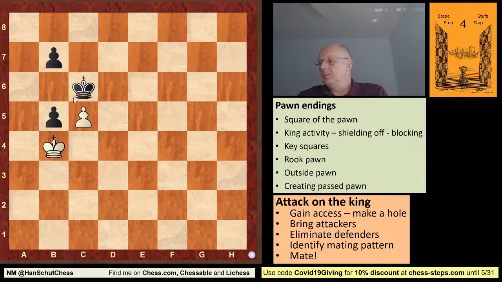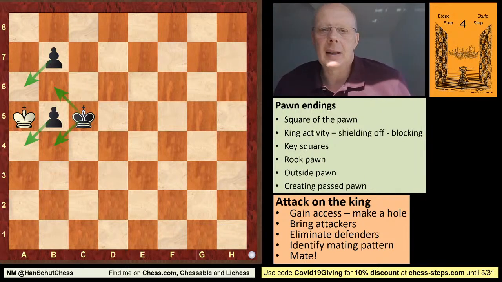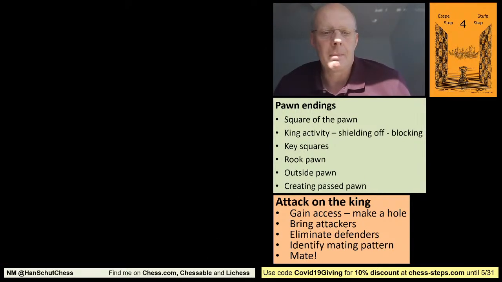So what do you do? He says king a5, and if he takes the pawn, suddenly stalemate. Okay, let's do a few more exercises and then we call it a day.